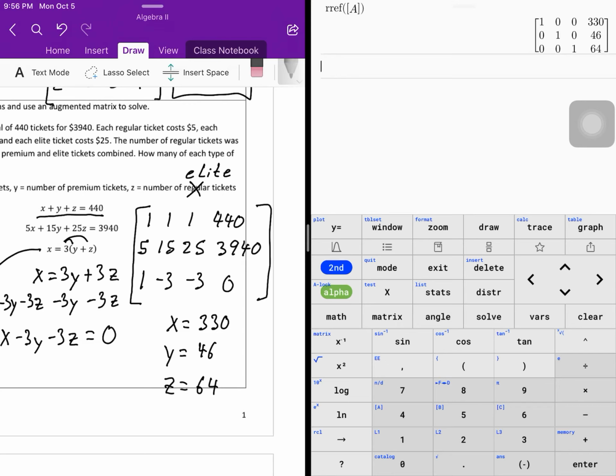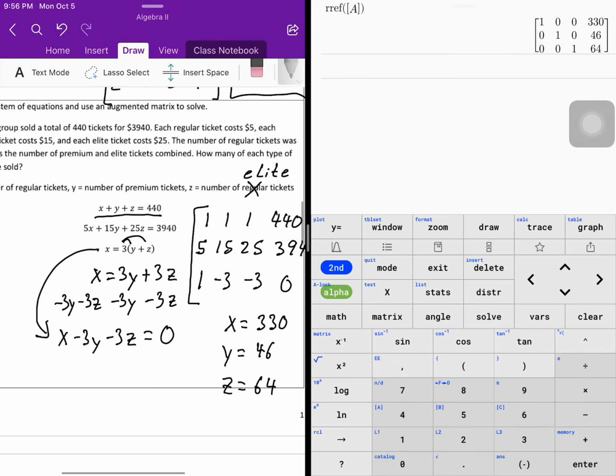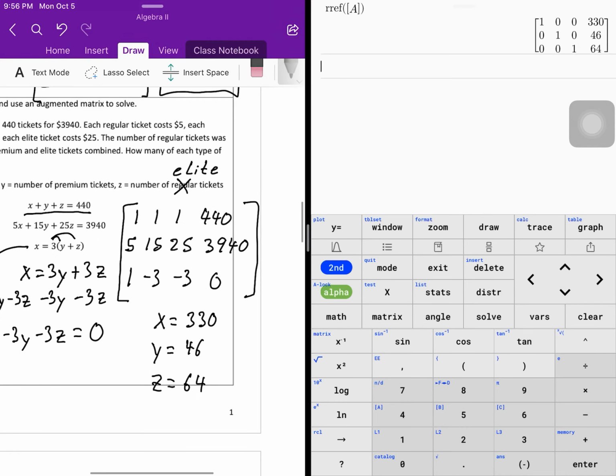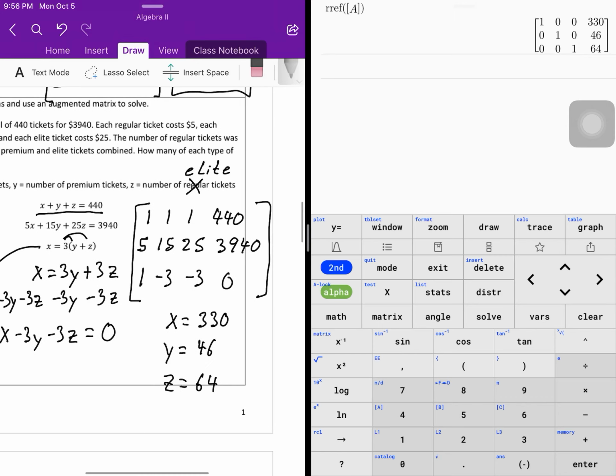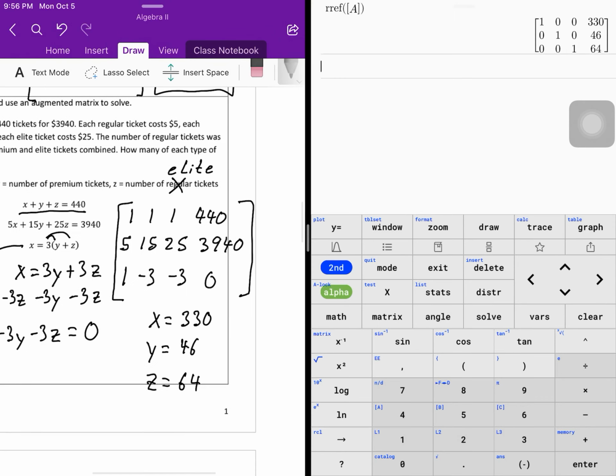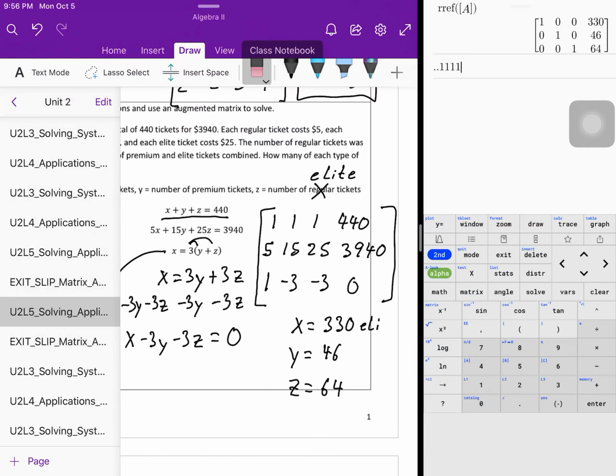Now, I'm not going to be super picky on labels for this as long as you define your variables up above. If you didn't define your variables up above and then you left it as x, y, z, I don't know what you're talking about, and I don't know if you know which variables go with what, so make sure you at least define it somewhere so I know what you're talking about. Otherwise, you would have to put regular, premium, and elite.